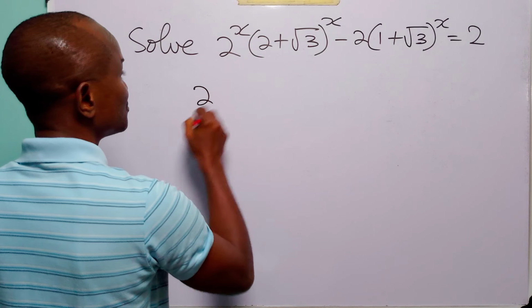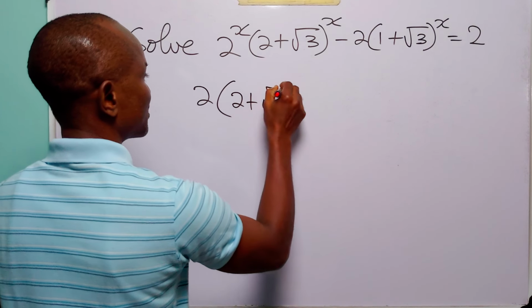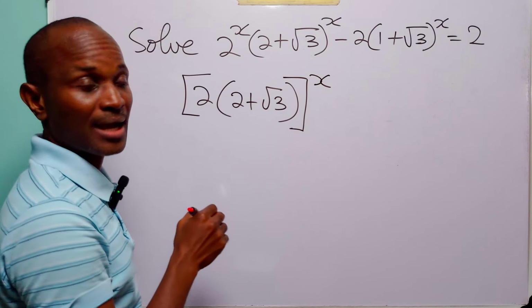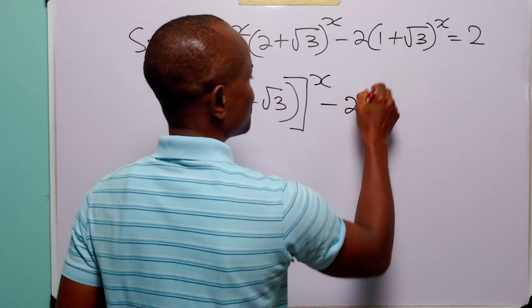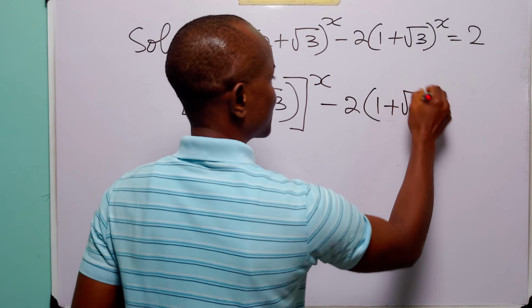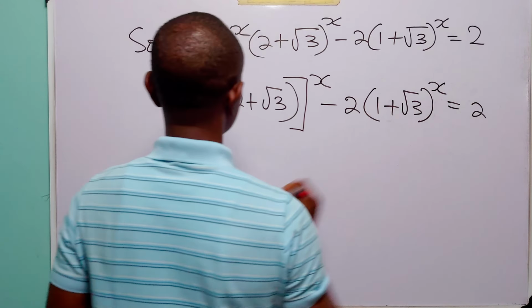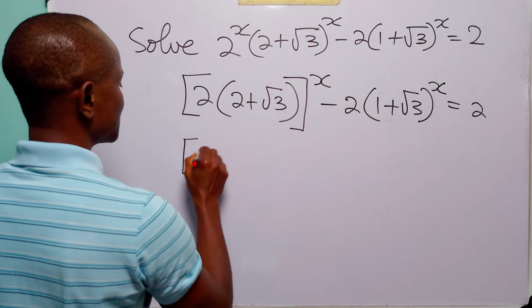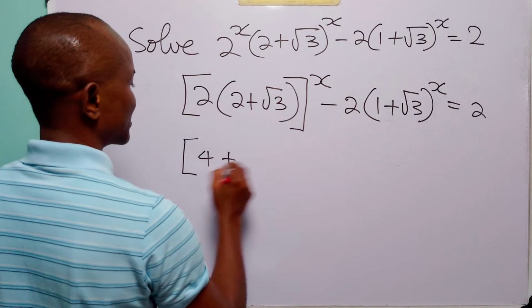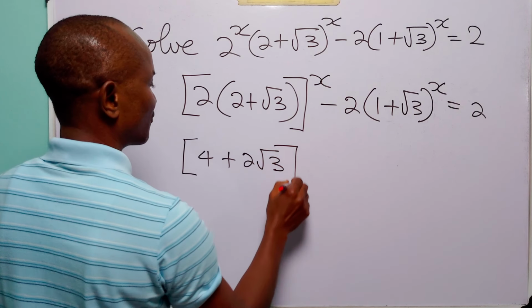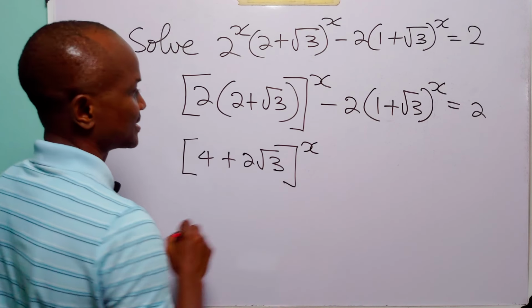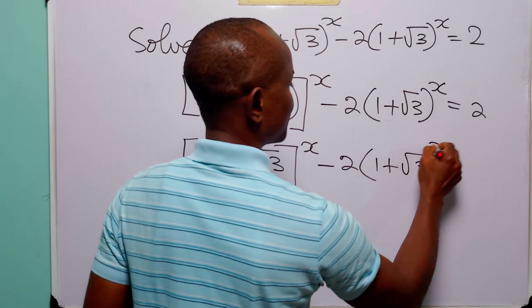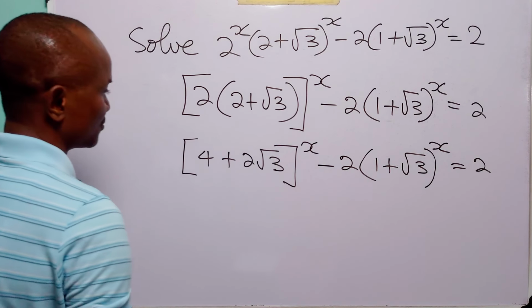We have 2 times 2 plus root 3, and both of these will be raised to power x. Now here we have minus 2 times 1 plus root 3 to the power x, and this is equal to 2. Now let us open this bracket. When we do that, we have 2 times 2 is 4, plus 2 times root 3 is 2 root 3. And of course, this is still raised to power x. Minus 2 times 1 plus root 3 to the power x, and this is equal to 2.